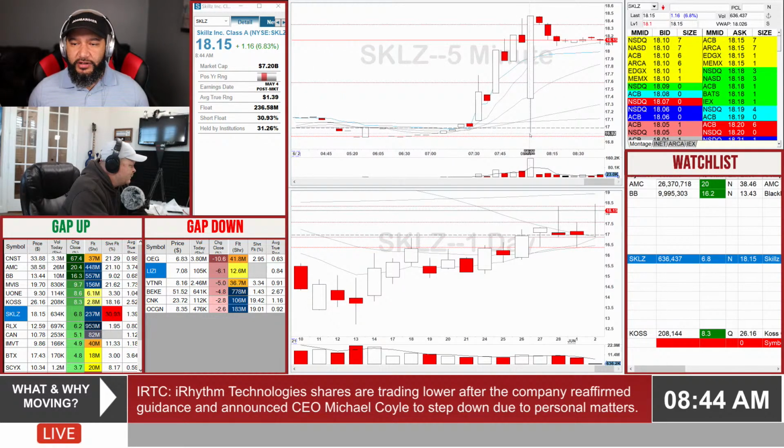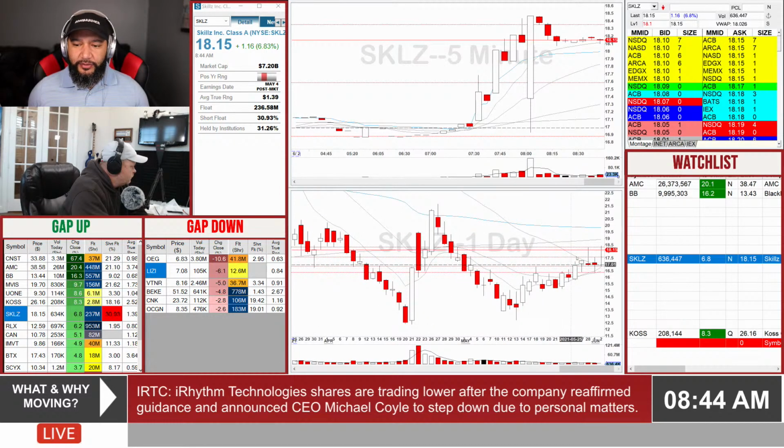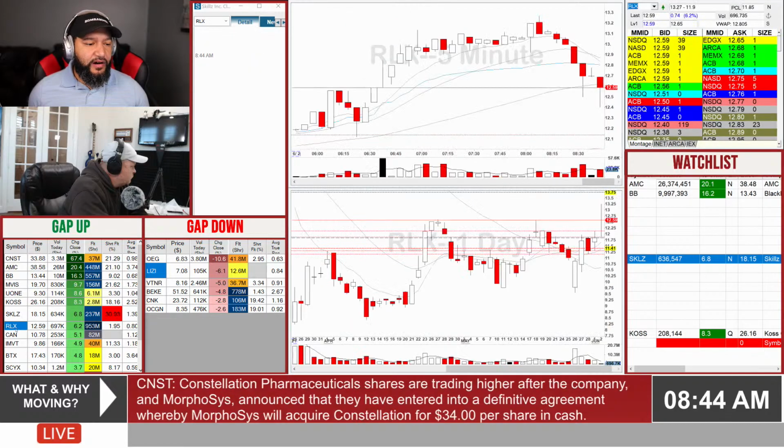Again, we got some volume. We're up nicely. Daily possible breakout. If we can get above this 1850, it will be nice. Let's see how that continues there.